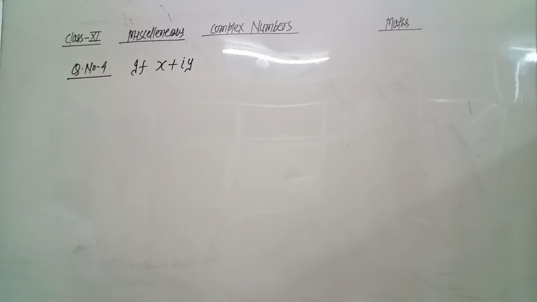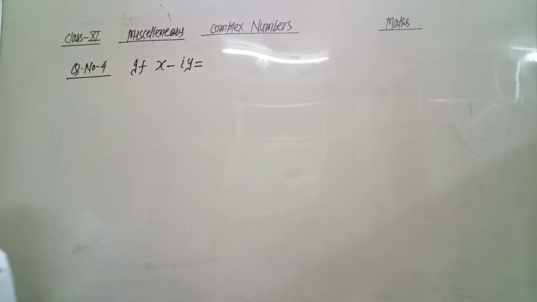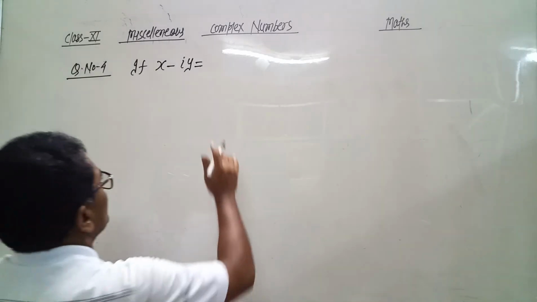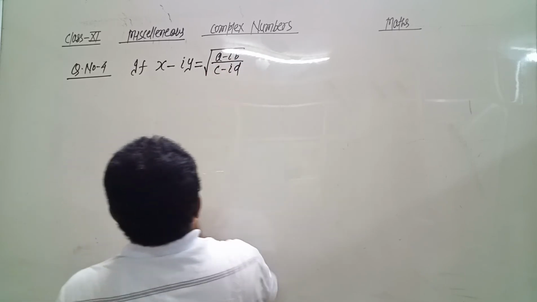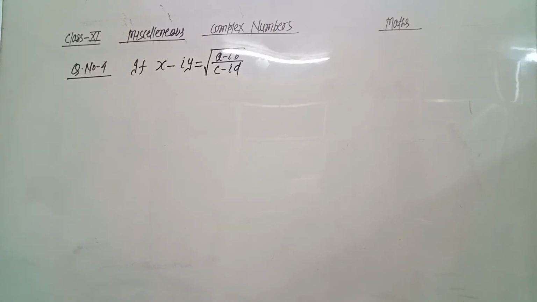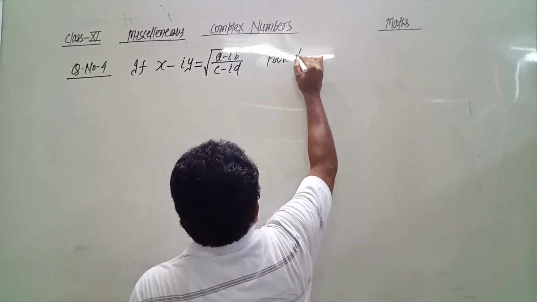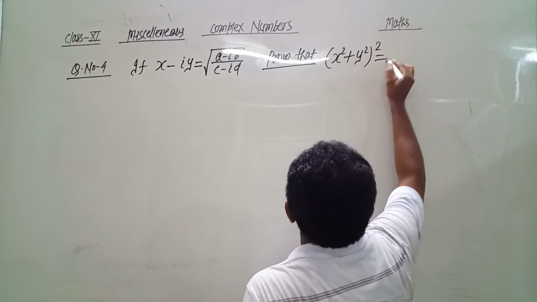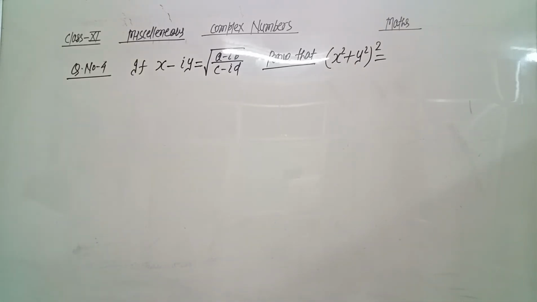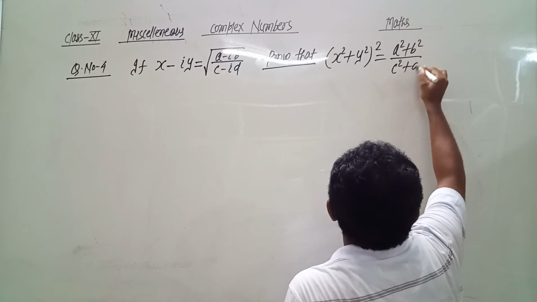If x minus iota y is equal to the square root of (a minus iota b) upon (c minus iota d), then prove that (x square plus y square) the whole square is equal to (a square plus b square) upon (c square plus d square).